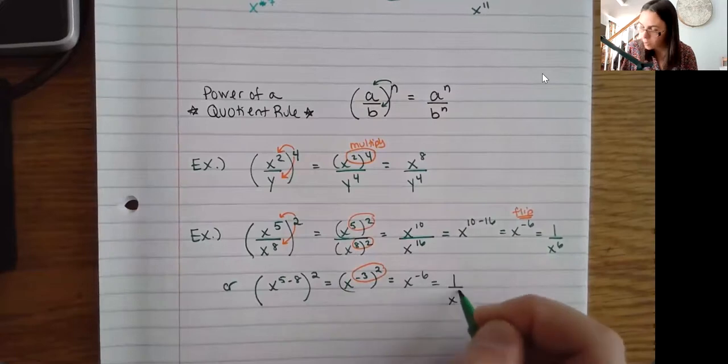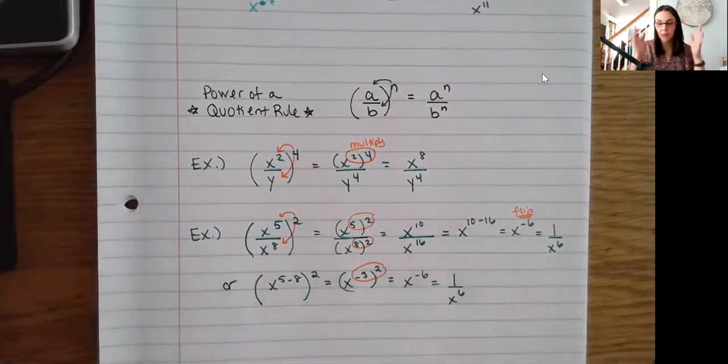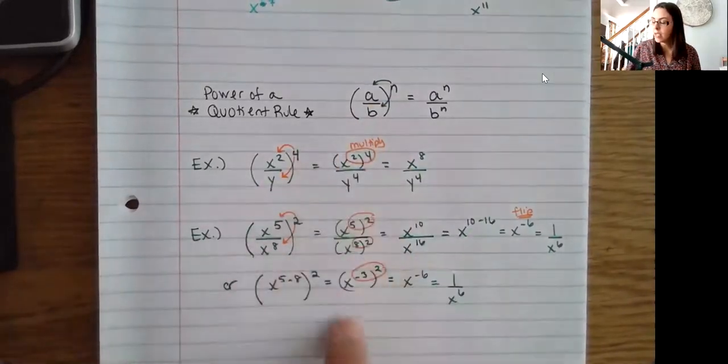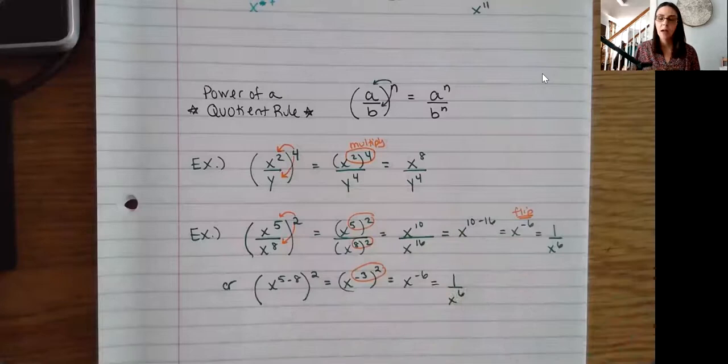So many times with our exponent rules too, it doesn't necessarily matter the order in which you use them, as long as you're careful. So for me, I tend to like to do my powers first and my multiplying early. And I tend to like to leave my negatives for the end. But you'll find the pattern that works for you too.